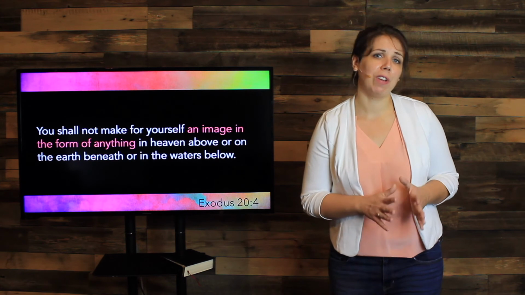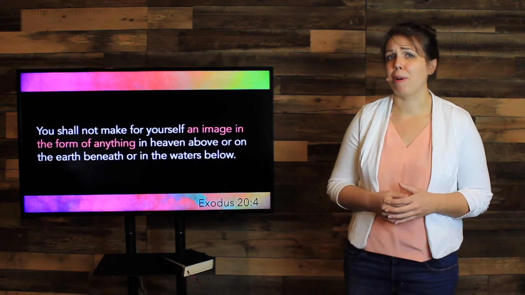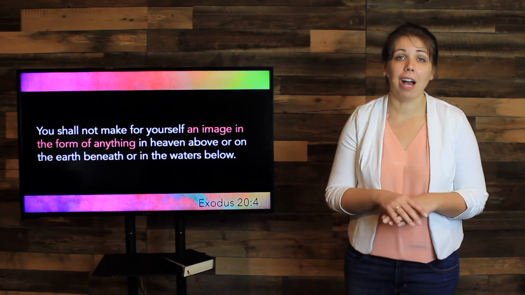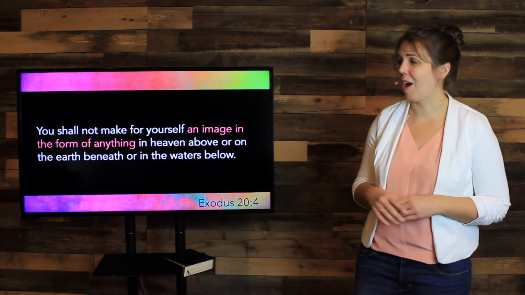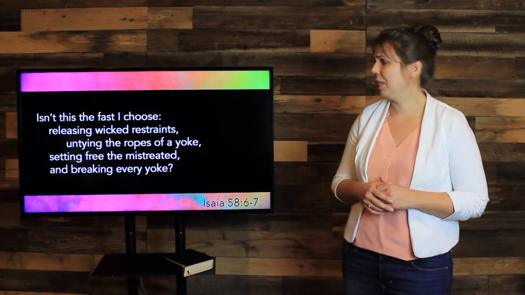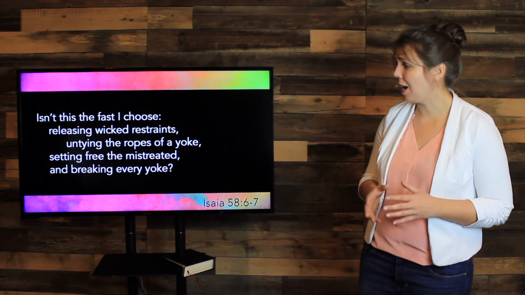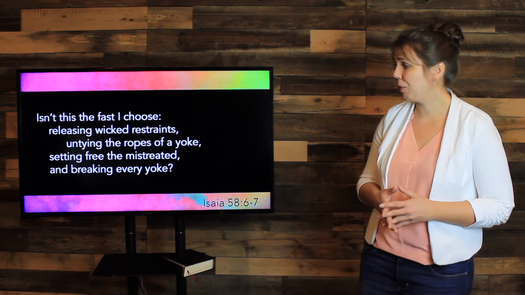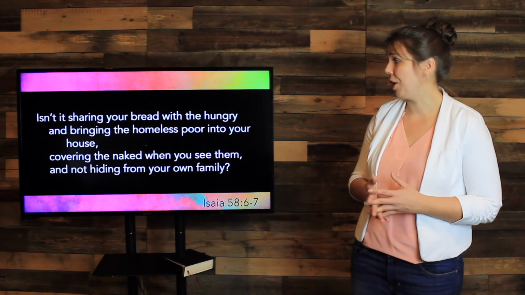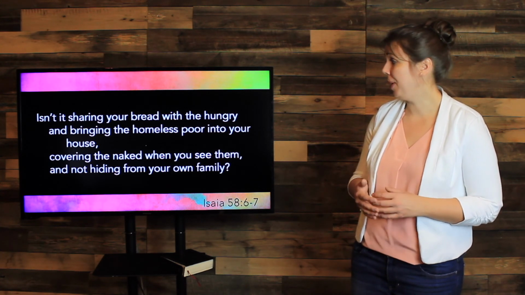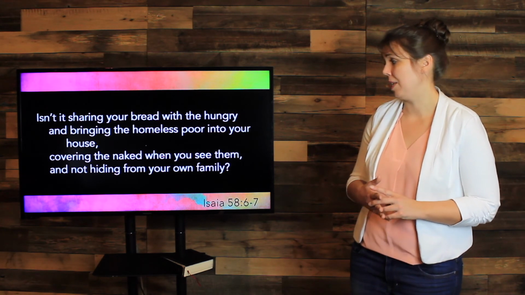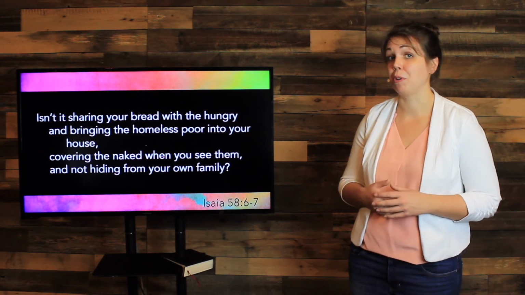The prophets are also famous for speaking boldly about the practice of justice among the community of God's people. God tells the people of Israel through the prophet Isaiah, "Isn't this the fast I choose? Releasing wicked restraints, untying the ropes of a yoke, setting free the mistreated and breaking every yoke? Isn't it sharing your bread with the hungry and bringing the homeless poor into your house, covering the naked when you see them, and not hiding from your own family?"